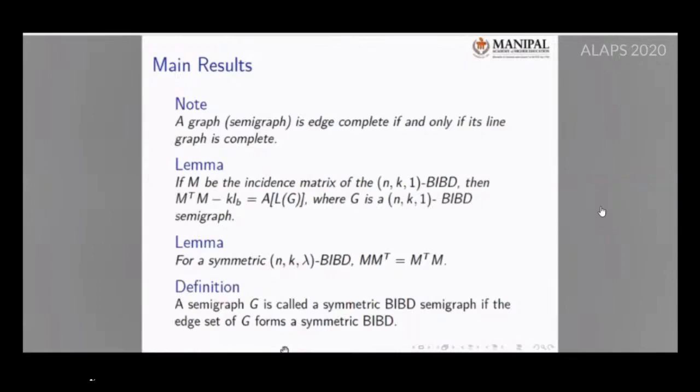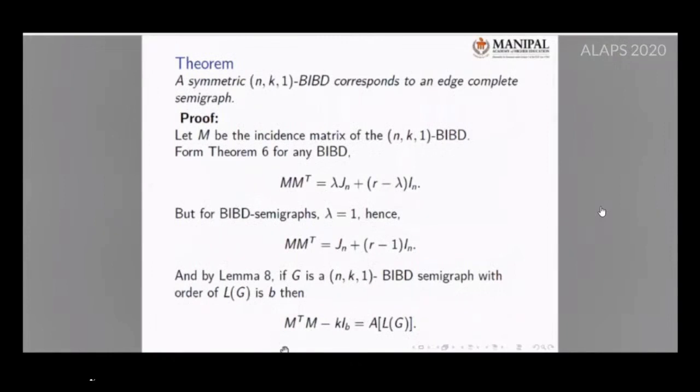And we term a semi-graph a symmetric BIBD semi-graph if the edge set of G forms a symmetric BIBD. A symmetric (n, k, 1) BIBD corresponds to an edge complete semi-graph. This is the main result. So this is from the literature: M M transpose is equal to lambda J plus (r minus lambda) I. As we have said, it's a relation between the parameters r and lambda with the incidence matrix of the block design. In particular, for a BIBD semi-graph, lambda equals 1. So we get this, and this we have already discussed. This is the result we have got: it's A of L of G.